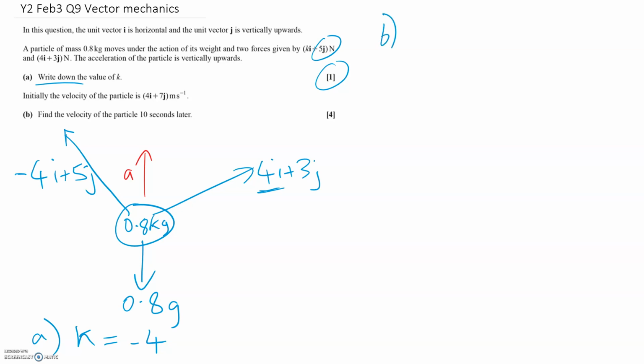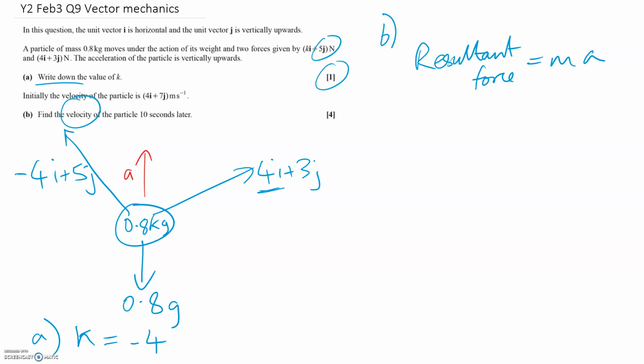So for part B, we need to find a velocity. So at some point we're going to need to use the SUVAT rules. The only equation connecting the SUVAT rules with forces is F equals ma. So remember it's always the resultant force equals mass times acceleration. So if we can find the acceleration, we'll then be able to use the SUVAT rules to find the velocity of the particle.